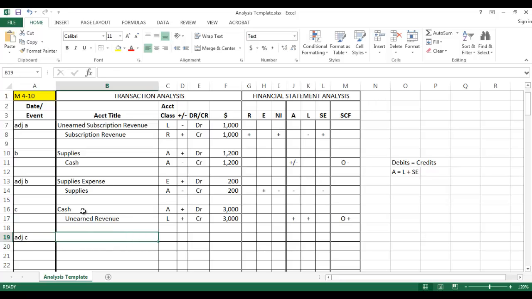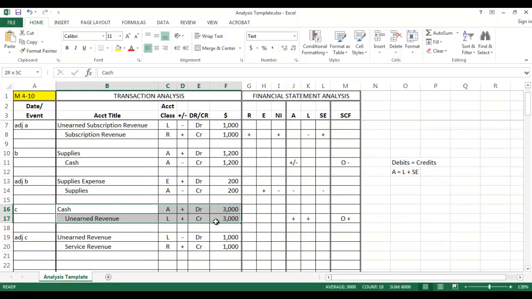So now my adjustment at the end of January. On January 31st, we hold one of the 3 races. So now I've, in effect, earned 1/3 of that revenue. So I can decrease my unearned revenue account by debiting it for $1,000. That's 1/3 of the original amount. And I want to recognize some revenue account, we'll call it service revenue, for that same amount.